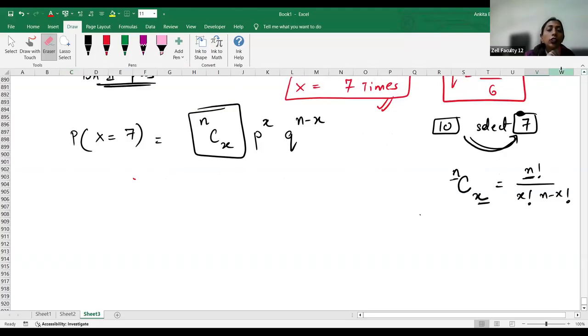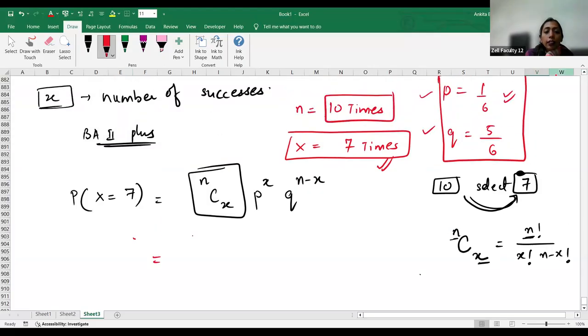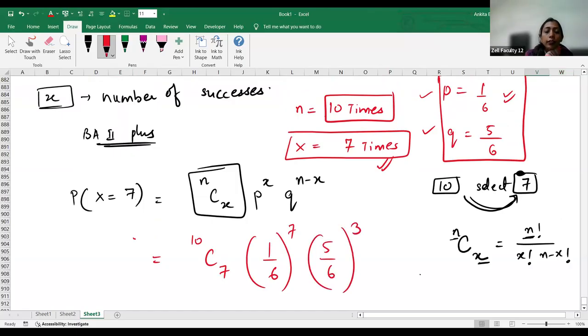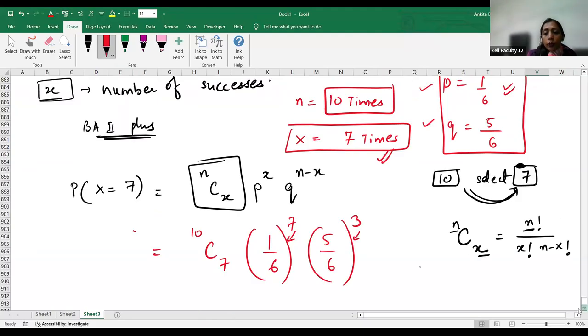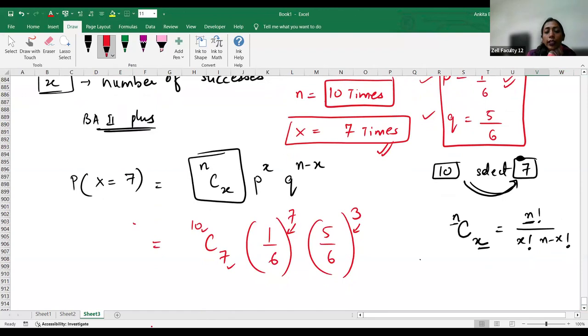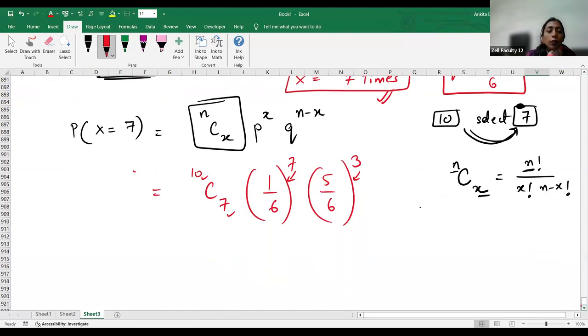So now for our question, the formula is NCX P to the power X Q to the power N minus X. So for us, N is 10, so we'll put 10C7. X is 7. P is 1 by 6, so 1 by 6 to the power of 7, and 5 by 6 to the power of 3, because we are looking for 7 successes and 3 failures. And we want to select any 7 out of the 10. So 10C7, tell me how much are you getting?